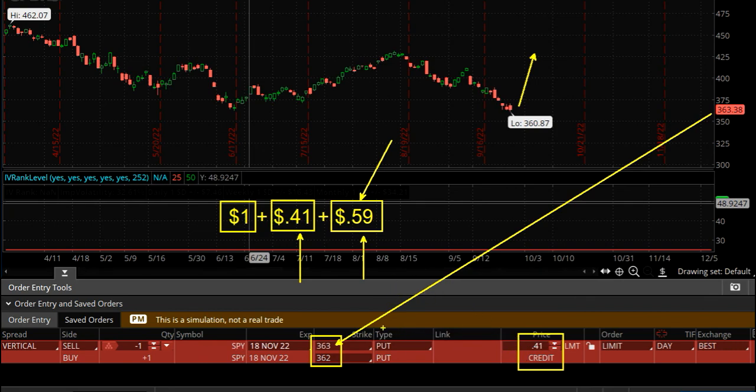But that's how you set them up. We always start below the stock price when we create short put verticals.